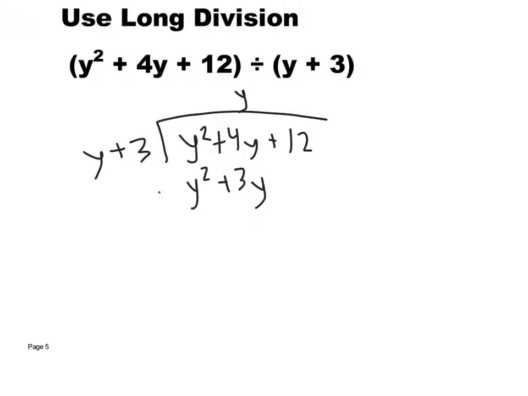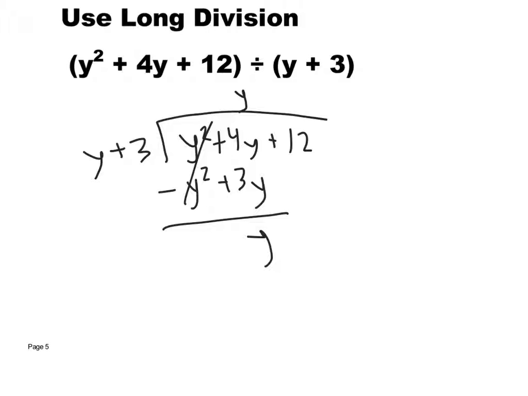And then I subtract. Remember, when I do this, each thing gets subtracted. So this is subtracted by this, and this gets subtracted by this. So what's y squared minus y squared? 0, they cancel each other out. What is 4y minus 3y? 1y, or y.